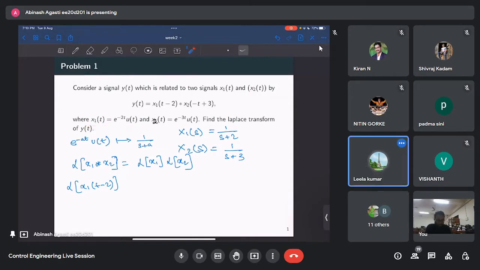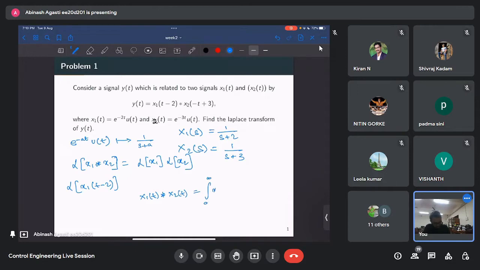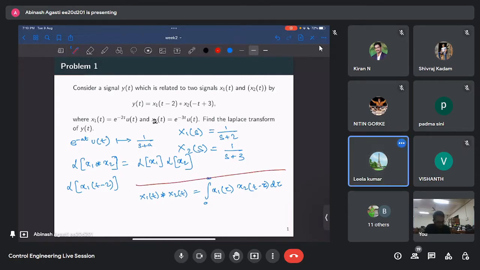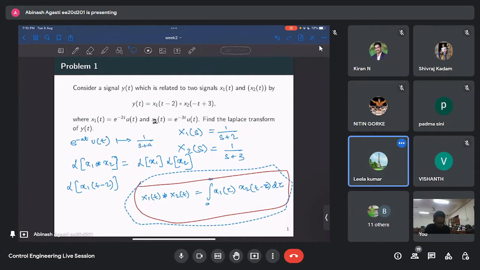What is convolution? Okay, so the convolution operation, x1 convolution x2. Okay, so this is the definition of convolution. Okay, sir. So I'll just shorten it.